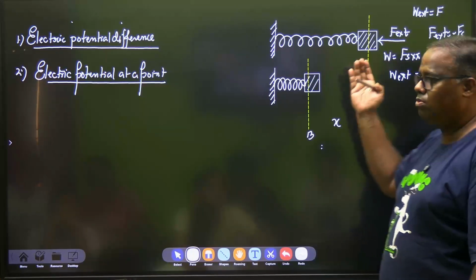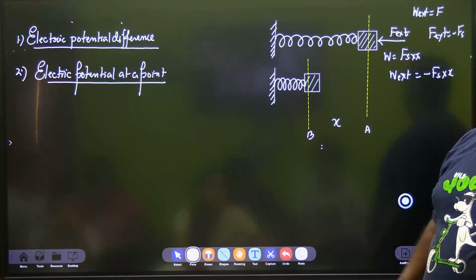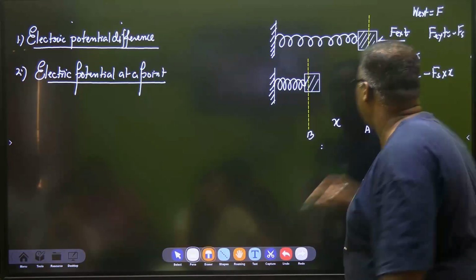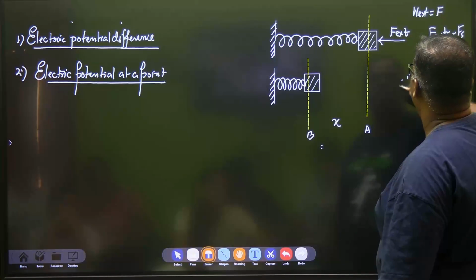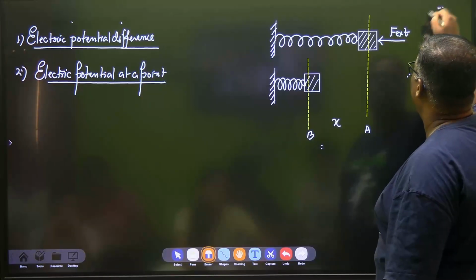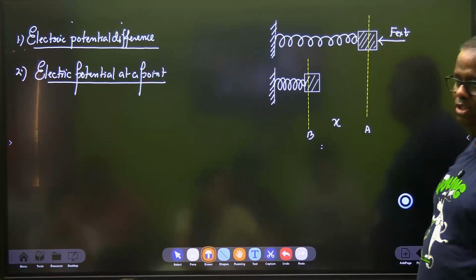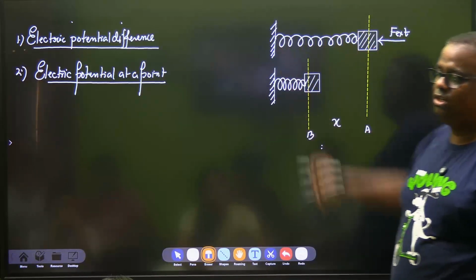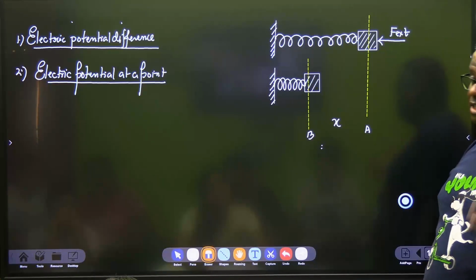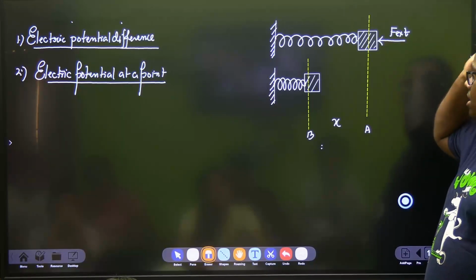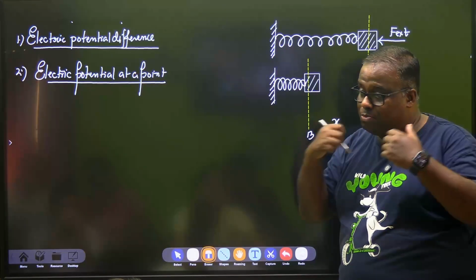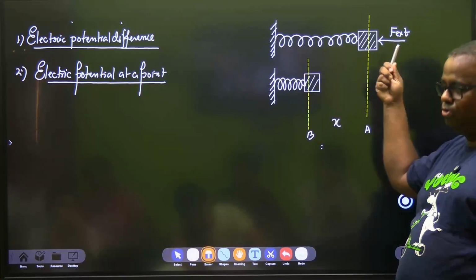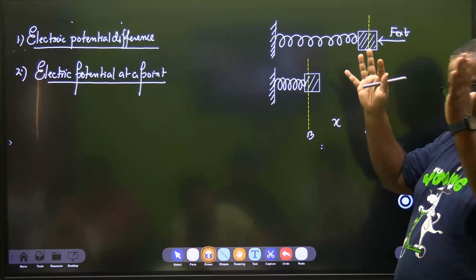You are applying an external force on this body, and you are trying to compress it. As soon as you start applying an external force, see, that's why I say be very attentive in this class, otherwise you'll lose track. As soon as you apply an external force, the spring will give a spring force from its side. Which side does the spring force work? The spring force will work on this side. The spring will push it back, right?